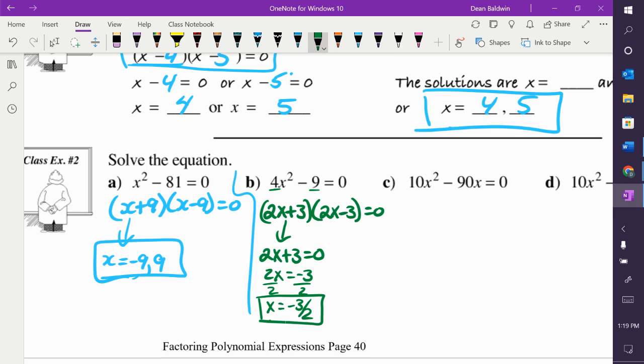What's the answer for the other bracket? It'll be positive 3 over 2 because you do the exact same thing. Just take the bracket, set it equal to 0, move the 3 over, and then divide off the 2.